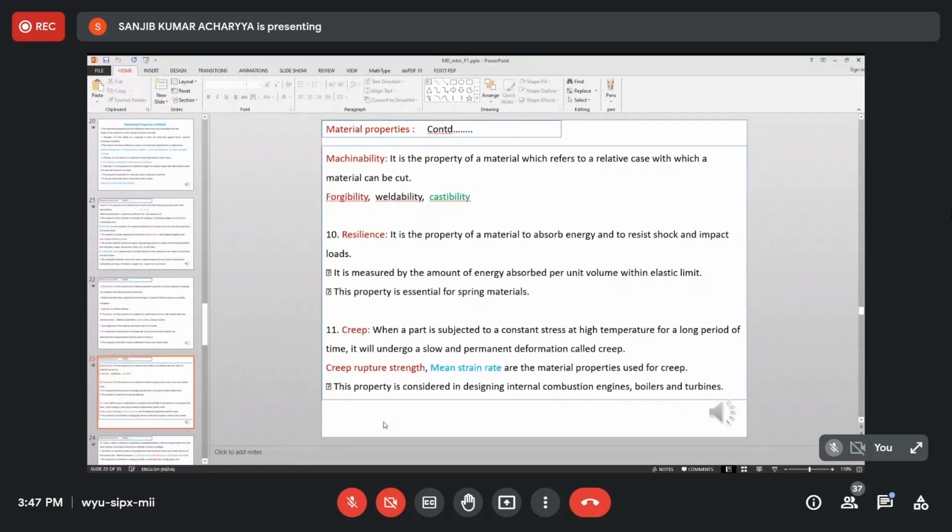Machinability. How easily it can be machined, that is the machinability of the material. Some material can be easily machined in a lathe or a milling machine. Machinability is good. If a material can be forged easily, then forgeability is good. Similarly, weldability, castability: how easily it can be manufactured by a particular manufacturing process is reflected by machinability, forgeability, weldability, castability, etc.